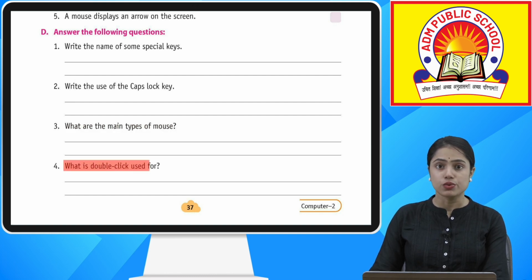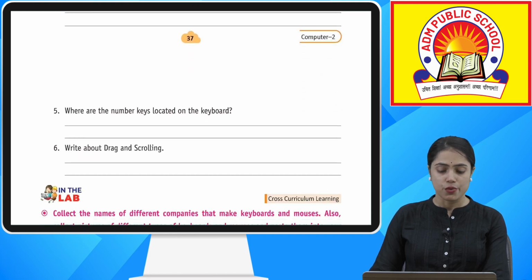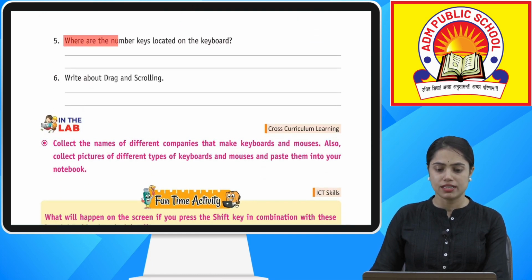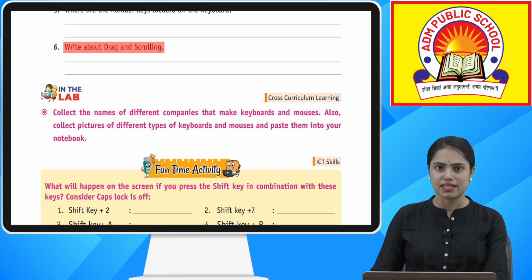What is double click used for? A double click is most often employed to open the selected item. What are the number keys located on the keyboard? They are at the top of the keyboard, usually arranged in a row from 0 to 9. Write about drag and scrolling. It works by keeping your mouse cursor in place and moving your camera to any mouse movement as opposed to only moving at the edge.